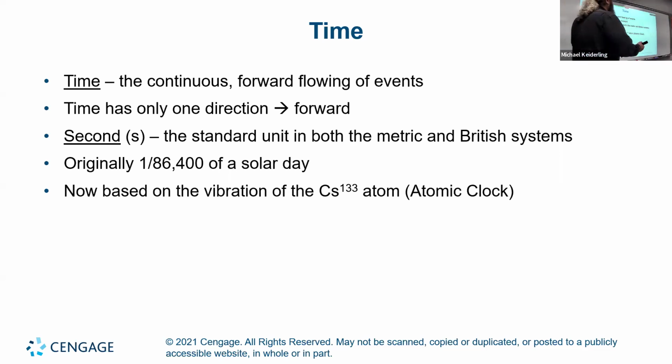So it is now based on the vibrations of a cesium-133 atom. Because all cesium-133 atoms are identical, they all have this hyperfine transition that oscillates at the same rate. You can excite it with radio waves and count the vibrations that come out and use those to measure time. So if you've heard of an atomic clock, that's what an atomic clock does. It has some cesium atoms that it excites this hyperfine transition and counts the oscillations.